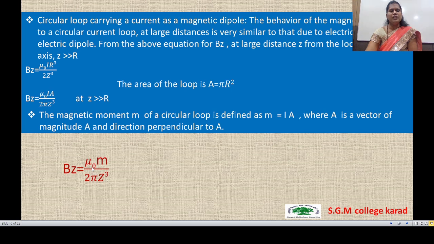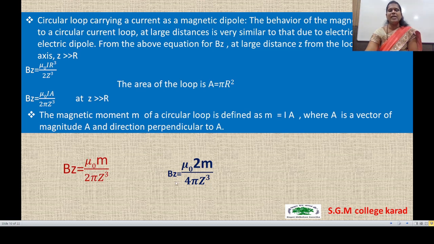We get the value of Bz is equal to mu 0, substituting the value of I A as m. M is the magnetic moment. Magnetic moment means I into A. So we get mu 0 m upon 2 pi Z cube. Instead of I A, we can substitute m here. Now we have to do an adjustment: multiplying the numerator and denominator both by 2, we get Bz is equal to mu 0 2m upon 4 pi Z cube.